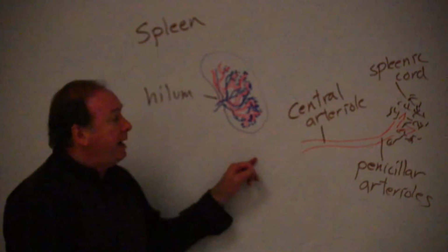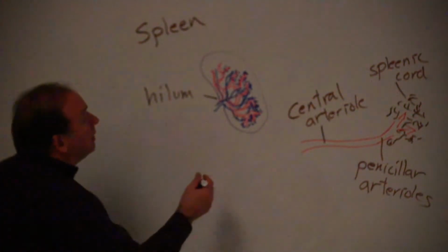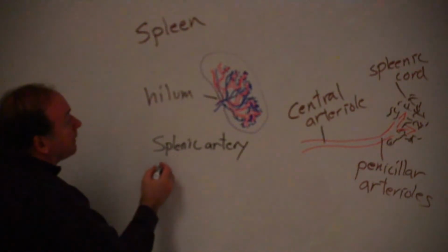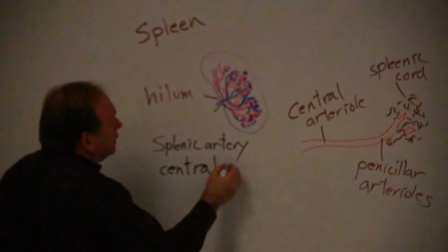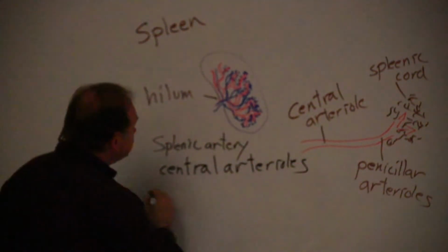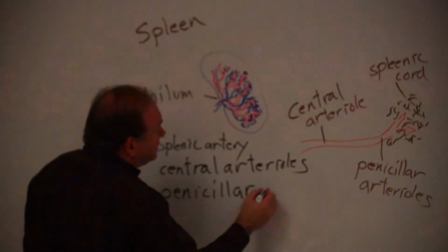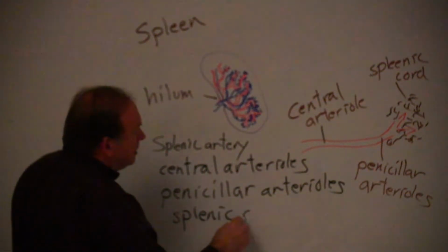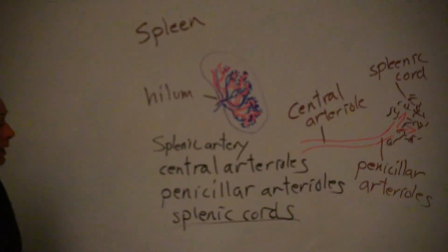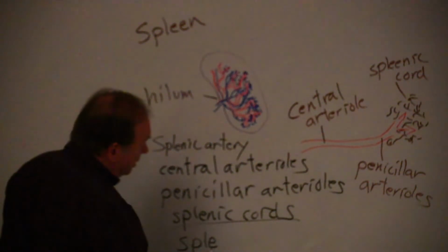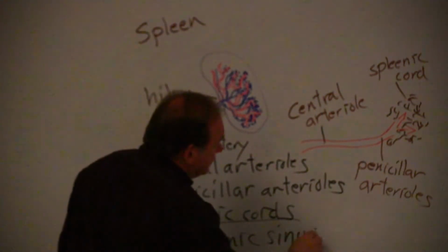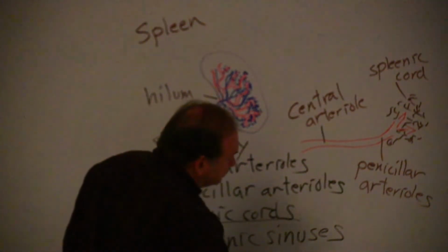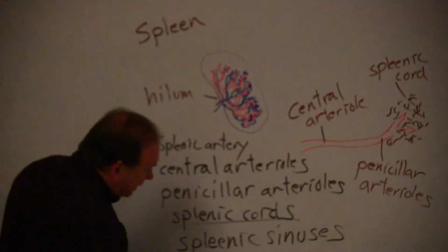So the overall circulatory path of the spleen goes from splenic artery to central arterioles, penicillar arterioles, then it's dumped into splenic cords, which is not a vessel, it's just tissue out there. Then it moves into splenic sinuses. Those lead into trabecular veins. Which leads into the splenic vein.